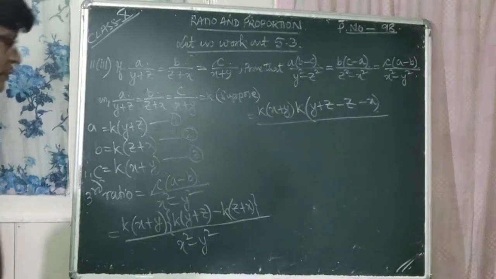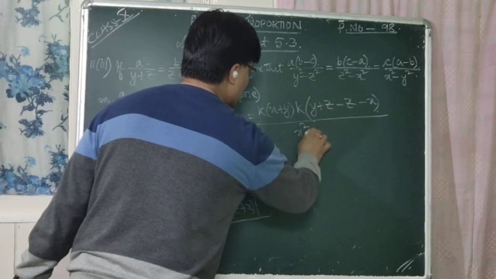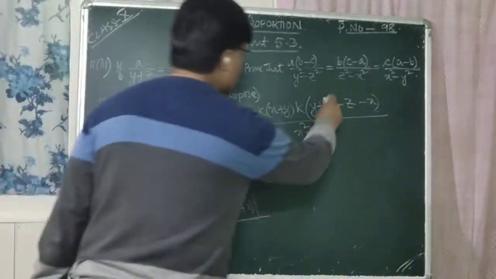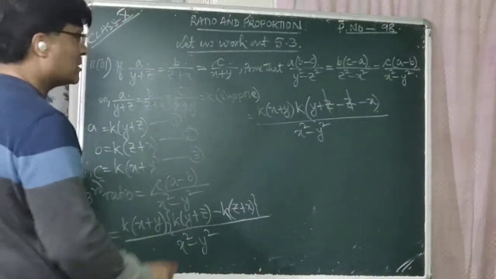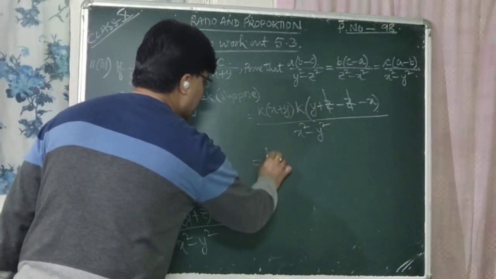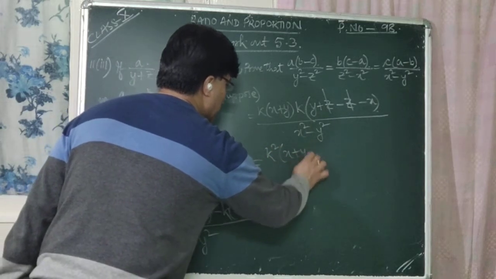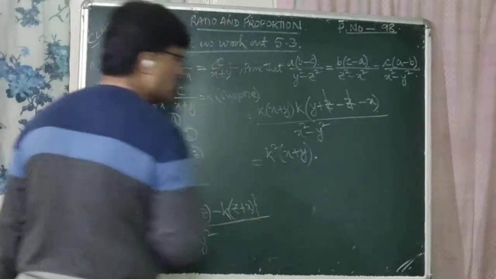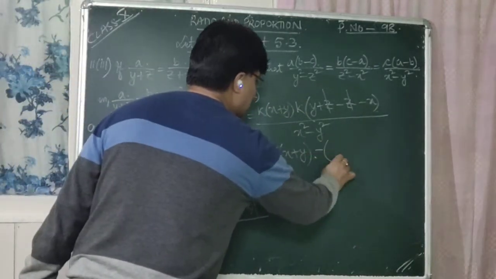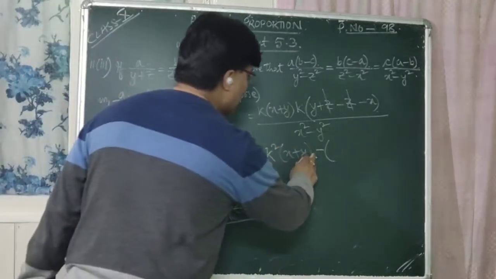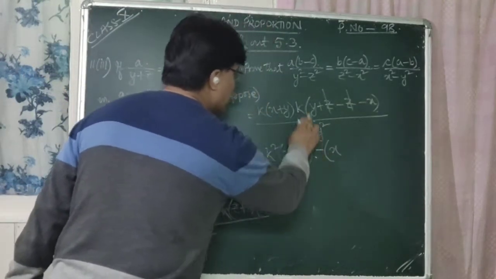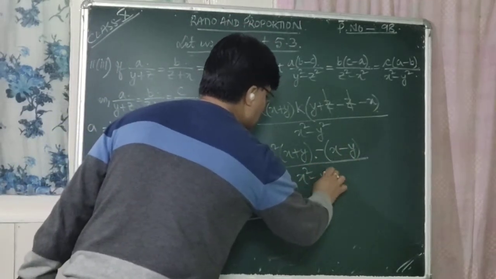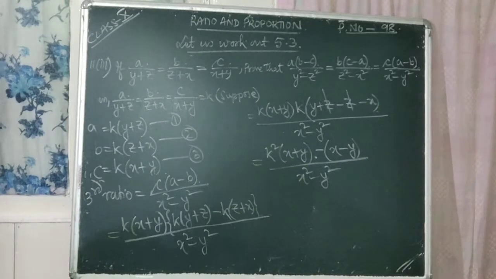Right? Whole divided by x square minus y square. So here you can cancel, this z gets cancelled. So which is equal to k into k square x plus y, and here also you take minus common. So into, this is multiplication, minus is taken common. So within the bracket, what do we get? Minus into minus plus x, minus into plus minus y. Whole divided by x square minus y square.